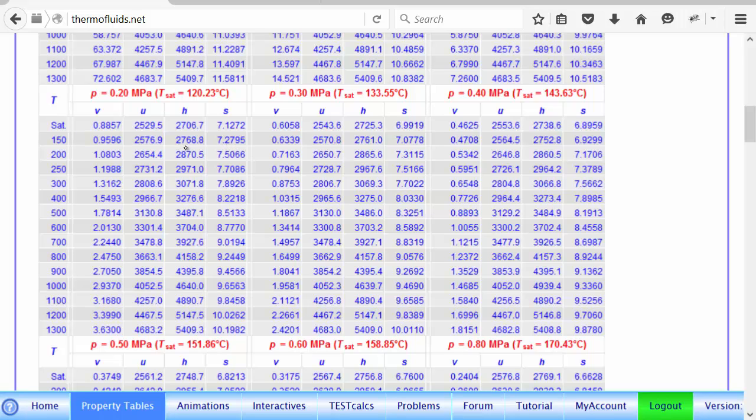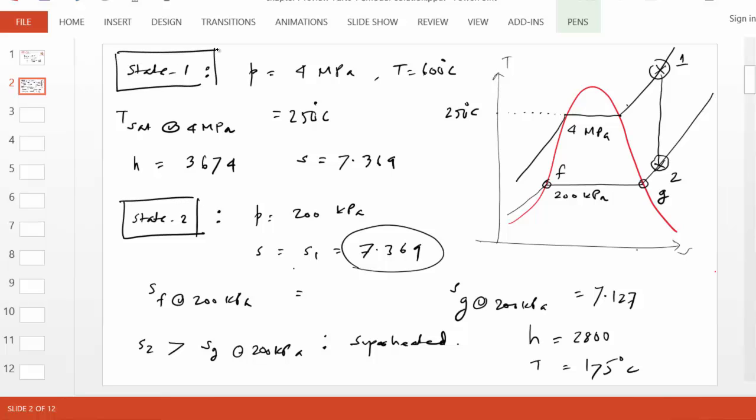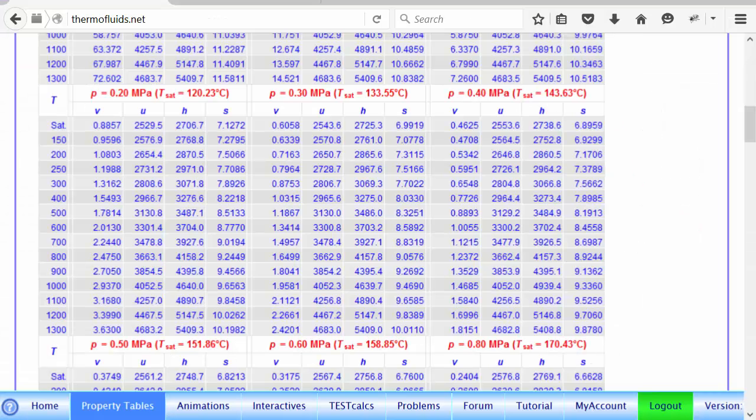So we'll say, okay, enthalpy is somewhere between these two. So we'll say 2800, temperature will be 175. So we'll write enthalpy to be 2800. I know it's not very accurate. And temperature to be 175 degrees Celsius. Not that we need the temperature, but it's good to know. So this is our approximate enthalpy value for state 2, and we have also calculated state 1 completely. So now we can do a turbine analysis, but before we do so, let's go and verify these states using TESTcalc.